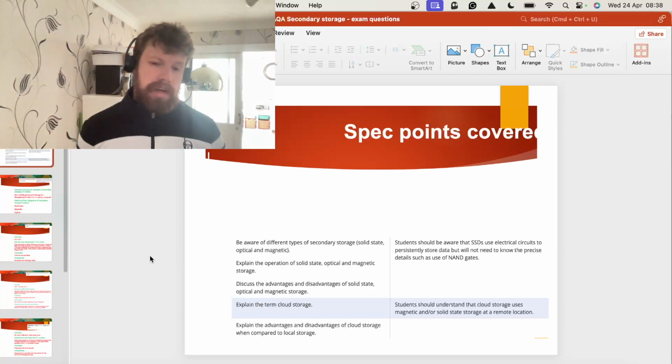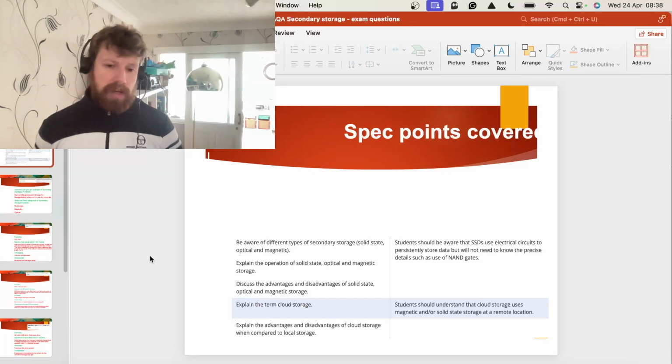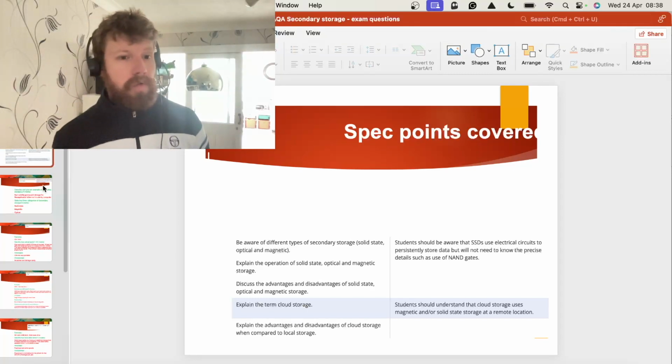We are going to be covering the solid state, optical and magnetic, so secondary storage. We are also going to be looking at general advantages and disadvantages of them. We're also going to have a quick look at cloud storage and then the advantages and disadvantages of this.